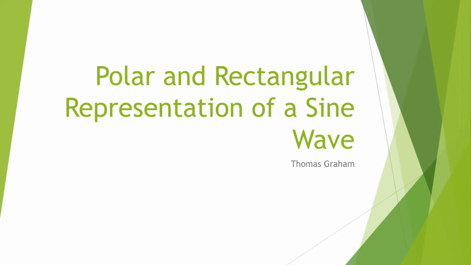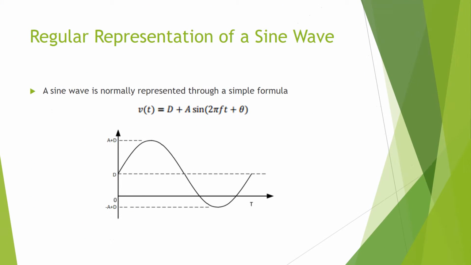Polar and rectangular representation of a sine wave. A sine wave is normally represented through a simple formula: V(t) = d + a sin(2πft + θ).